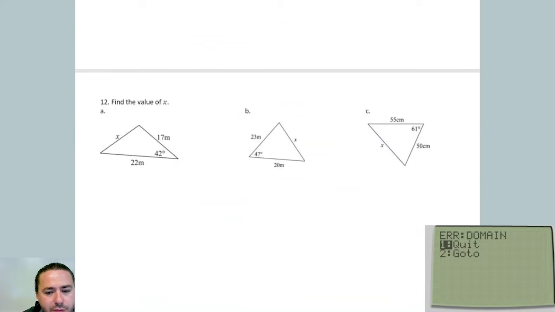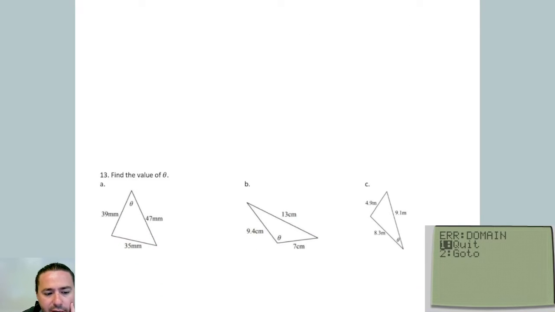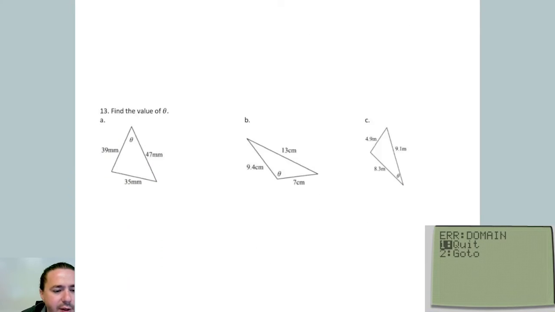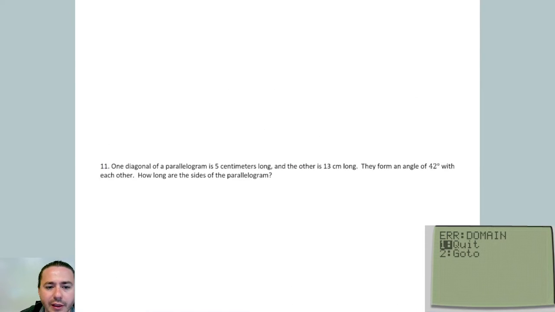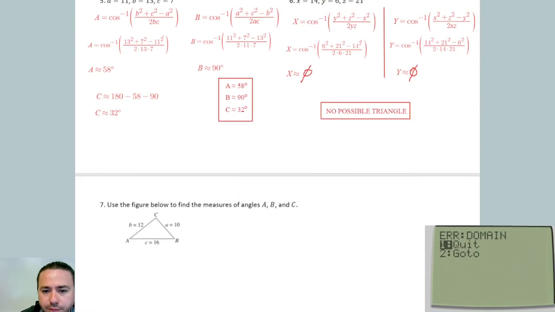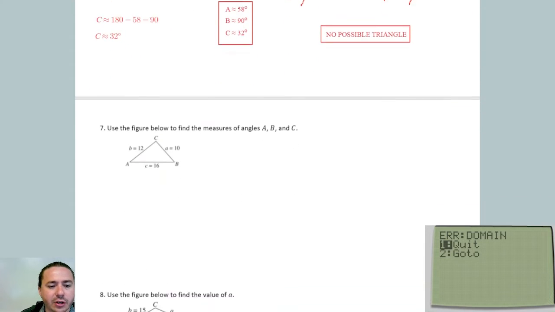Do we have any more? Yeah, down here. Gosh, I gave you a lot of problems, didn't I? My bad. 47 is smaller than the sum of these, so that's safe. 13 is smaller than the sum of these, so that's safe, and 9.1. So this is going to be the only one, I think, that we're going to get no solution. Okay, so there's number 6. Let's take a look at number 7.